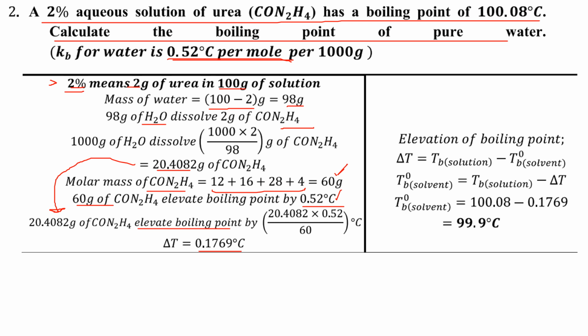So that means that you're going to get an elevation in boiling point given by the boiling point of the solution less the boiling point of the solvent. Then you make the boiling point of the solvent the subject. So it's going to be the boiling point of the solution minus the boiling point elevation. For the solution, it was given as 108, and then you subtract the boiling point elevation, which is 0.1769, and you're going to end up with 99.9 degrees Celsius.